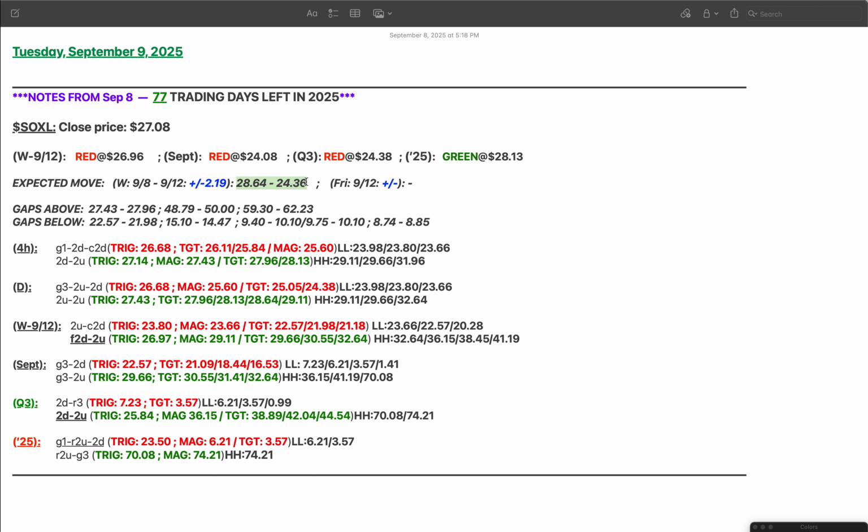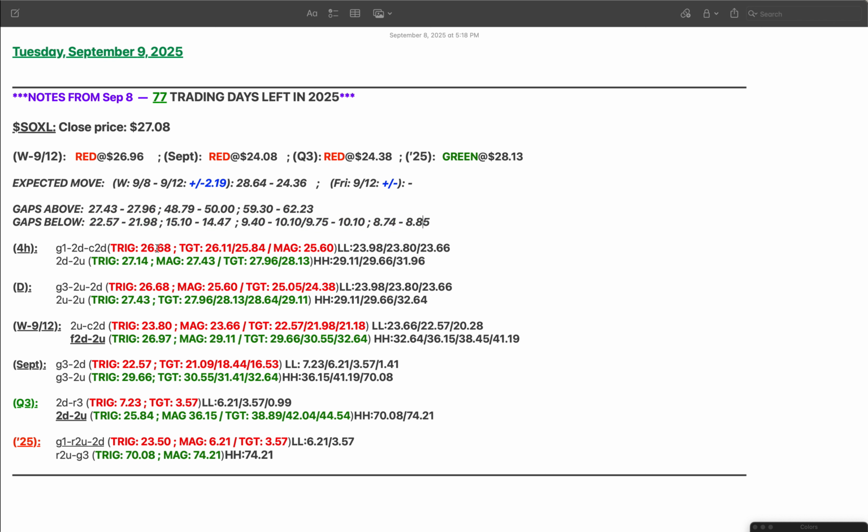If you're not familiar with the market maker's expected move, check out our weekend video where we go into more detail about where we get that number and how we chart it on the charts. So we do have that range there. And then we do know that we have our gap right above at the 27.43 to 27.96, but we've got some further gaps above where we would push that high later on in the year. And then we've got our gaps below.